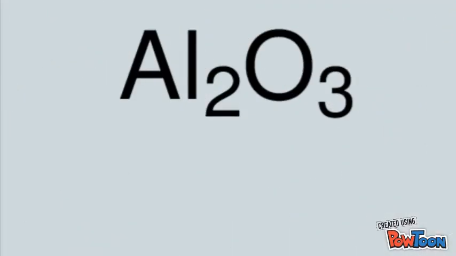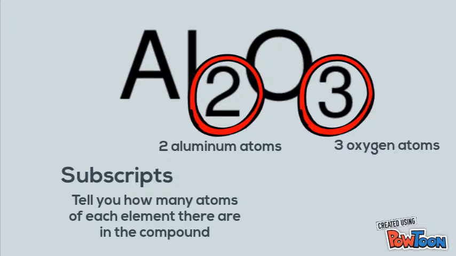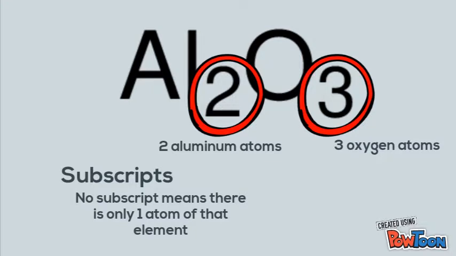Before we get started, let's look at this formula. These two numbers are called subscripts. Subscripts tell us how many atoms of each element there are in the compound. So here we have 2 aluminum atoms and 3 oxygen atoms. If there is no subscript, it means that there is only 1 atom of that element.